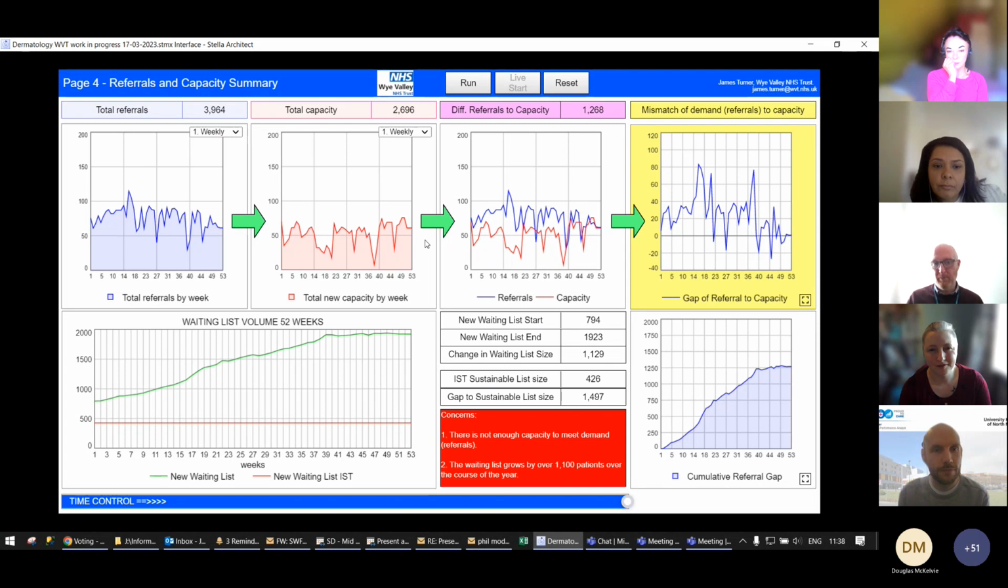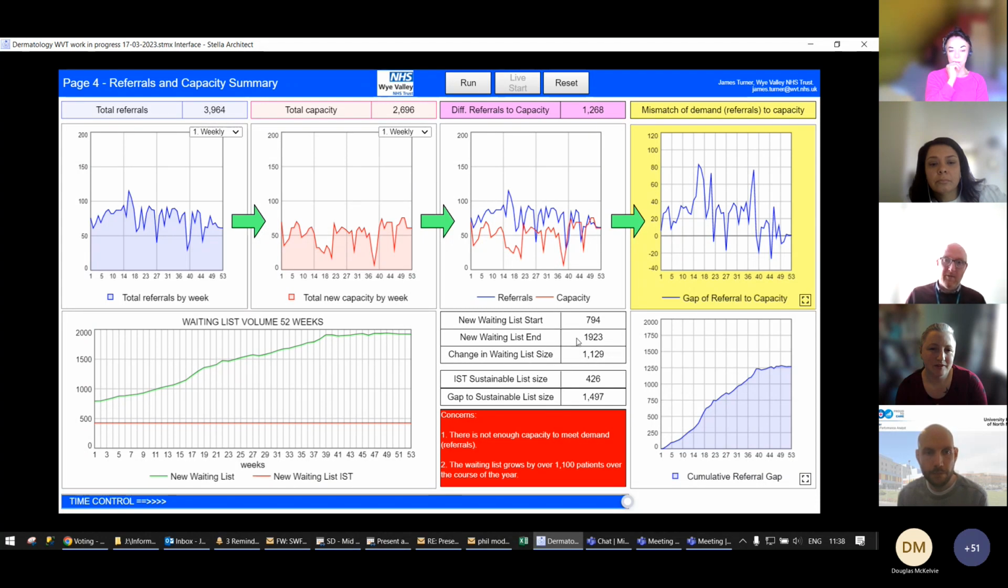So if we ran a model and we had so many referrals within a year, say 3,900, but we know based on this first appointment waiting list, we only have capacity to see 2,600 patients. So we've already got a gap of referrals to capacity. What that does is create a mismatch, and what it effectively causes is our waiting list, our green line, think of this as weekly snapshots, to grow throughout the year.